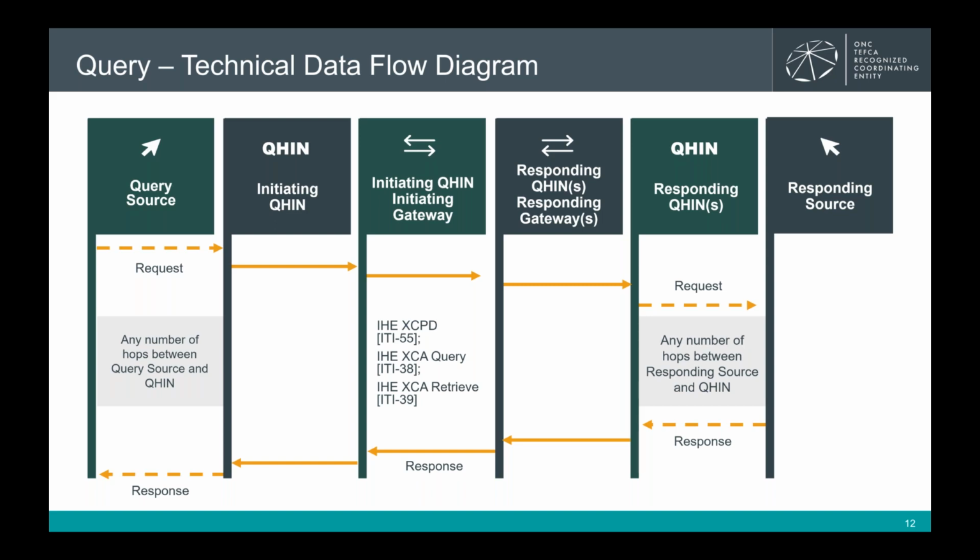In the case that a match is found, that response includes the patient identifier and assigning authority ID, which are used in the subsequent XCA query asking for this known patient ID. What documents do you have available? The XCA query returns back a list of available documents. From that list, the query source would be able to choose which documents to retrieve, whether that's one or a subset or all of them. Those would then be subsequent XCA retrieve transactions to go get those specific documents.